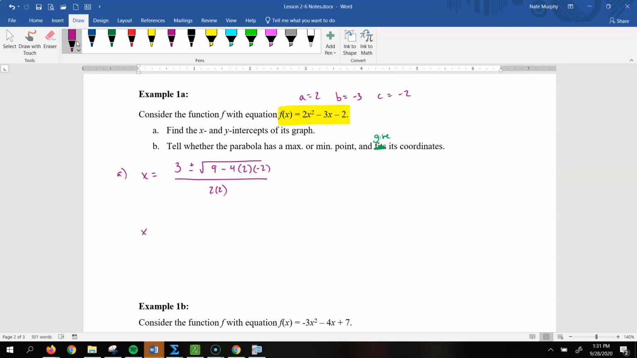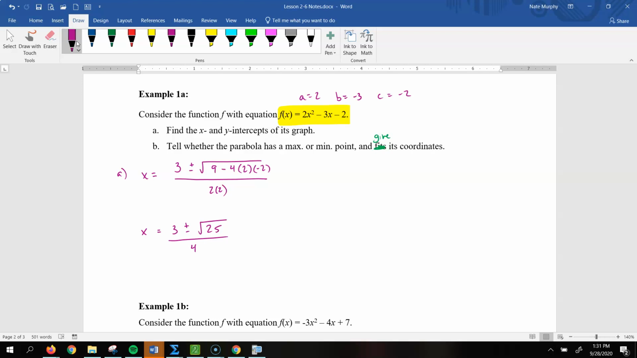The next step is to simplify what's underneath the radical. So we'd have 3 plus or minus the square root of something, divided by 4. When you type that on your calculator, 9 minus 4 times 2 times negative 2, you should get 25.